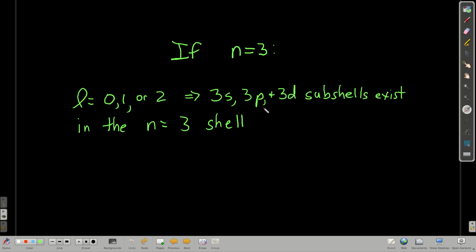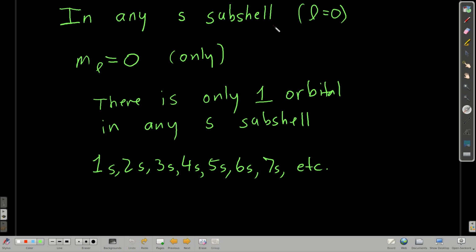Now within each of these subshells we have different numbers of orbitals. Every s subshell, that is when L is equal to 0, can only have m sub L equal to 0, and that means there's only one orbital in any s subshell. So there's a 1s, a 2s, a 3s, and all the way through 7s subshells, each having one orbital. You've got to be clear what you're talking about, but in that 1s subshell, we say it's a 1s orbital. In the 5s subshell, we call that one orbital the 5s orbital.